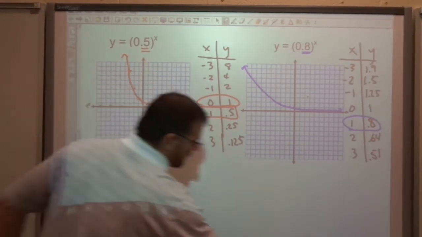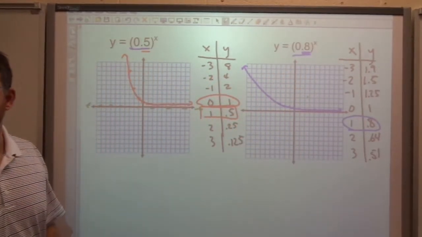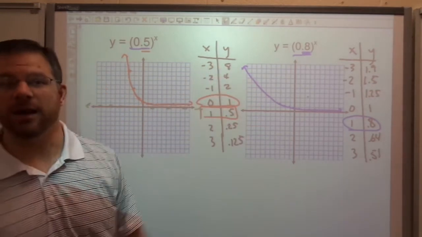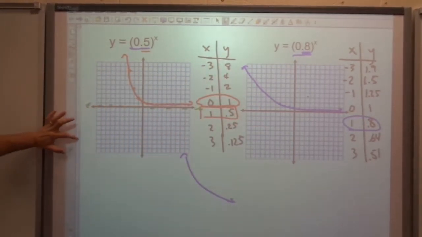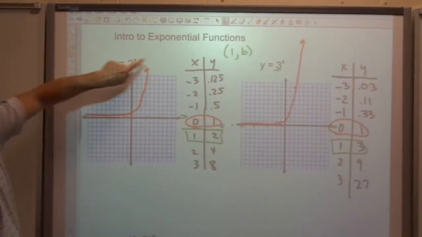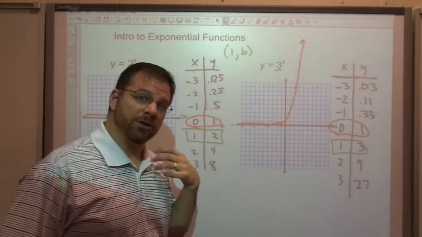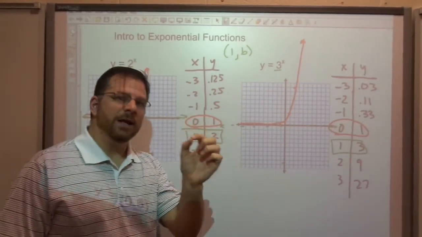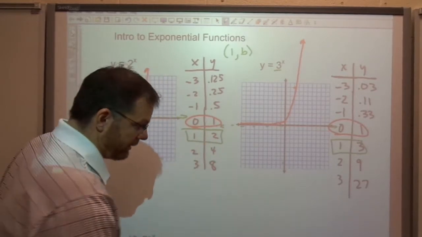When these numbers, you see these numbers here are both less than 1, they're between 0 and 1, it's exponential decay, it's going down. Decay is always something that's doing a shape like this. Whenever this number was bigger than 1, like 2 or 3, it's going up. It's exponential growth. So we always have exponential growth if that number is bigger than 1, exponential decay if it's between 0 and 1.